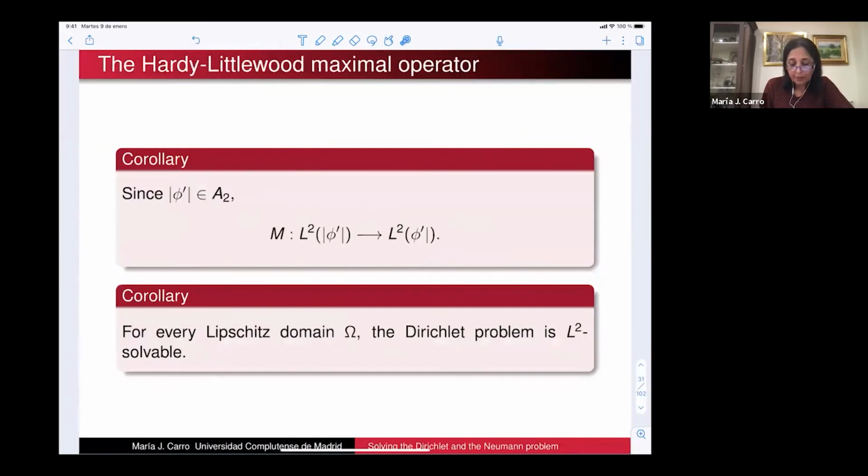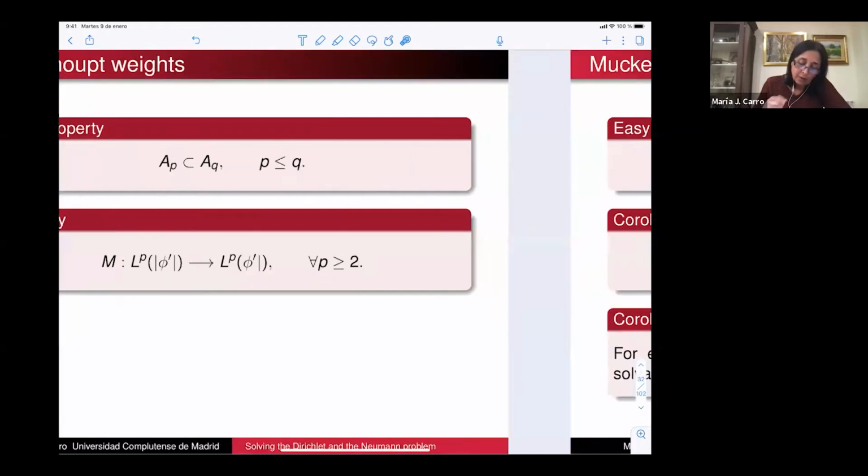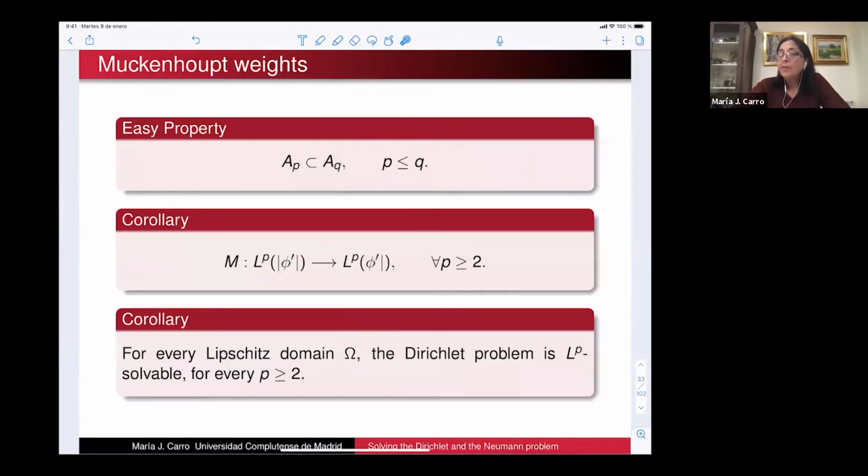And as a consequence, we have the corollary that for every Lipschitz domain, the Dirichlet problem is solvable in L2. Now, it turns out, and this is a very easy property, just a consequence of Hölder's inequality, that this class is increasing. So if P is less than or equal to Q, AP is contained in AQ. So the Jacobian is in AP for every P bigger or equal than 2, and therefore the maximal operator is bounded on LP of phi prime for every P bigger or equal than 2. So the corollary is that for every Lipschitz domain, the Dirichlet problem is solvable in LP for every P bigger or equal than 2.